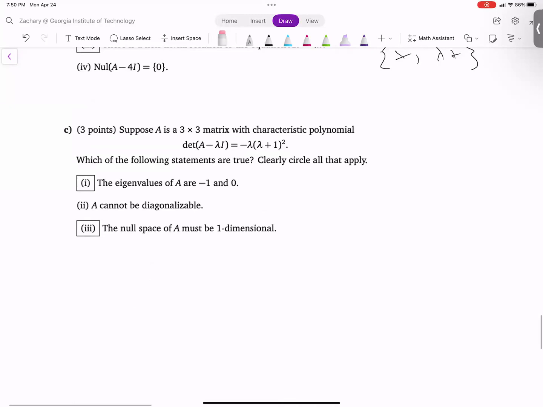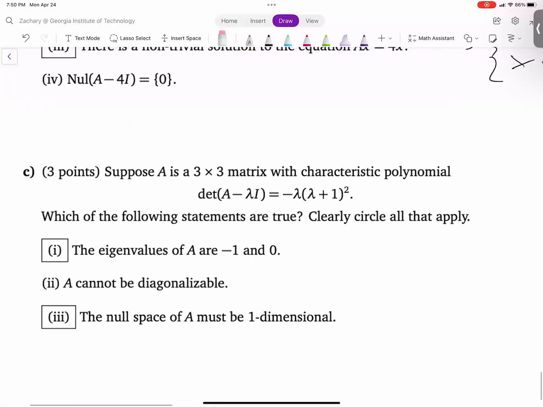Okay. Moving on to the last one. Suppose A is a 3×3 with characteristic polynomial det(A minus lambda I) equals lambda times (lambda plus 1) squared. Which of the following statements are true? Okay, well, what are the zeros of this equation? 0 and -1, right? So what does that mean my eigenvalues are?